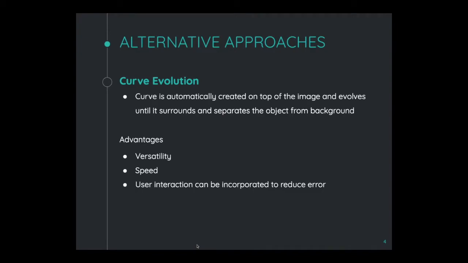The second advantage is speed. Curve evolution does not require a training period, so it can be used to get a result quickly. Finally, user interaction can be incorporated into these approaches to reduce error. By combining automated and user input, a computer mistake is able to be resolved by a human who can affect the curve, forcing it towards the right direction.